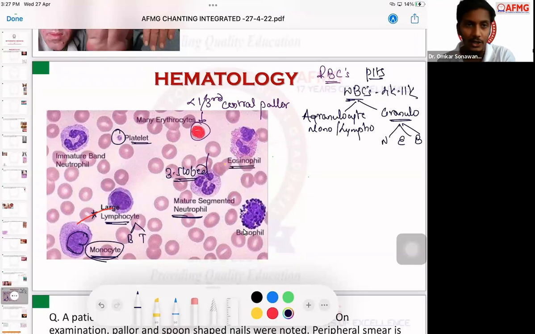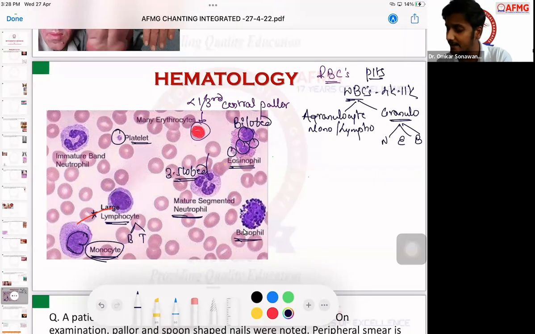Then talking about the eosinophils, they are only 1 to 4%, or 1 to 6% maximum, right? And these eosinophils can be identified by pinkish color granules in the cytoplasm. If a WBC has pinkish color granules in the cytoplasm along with a bilobed nucleus, then it is more likely to be an eosinophil. Bilobed nucleus along with pinkish color granules, it is definitely an eosinophil.